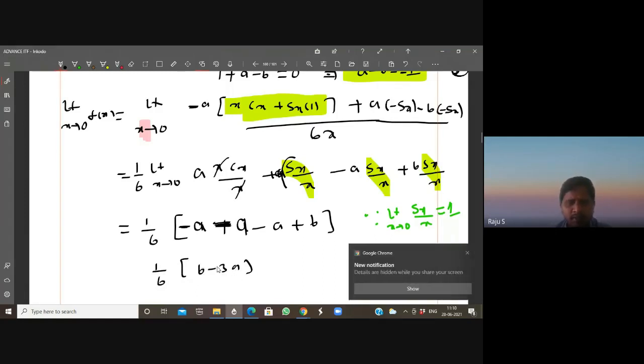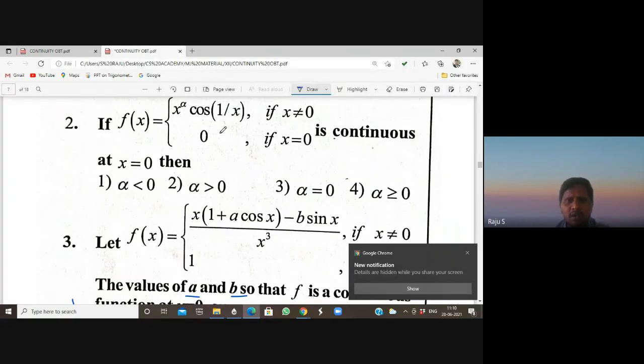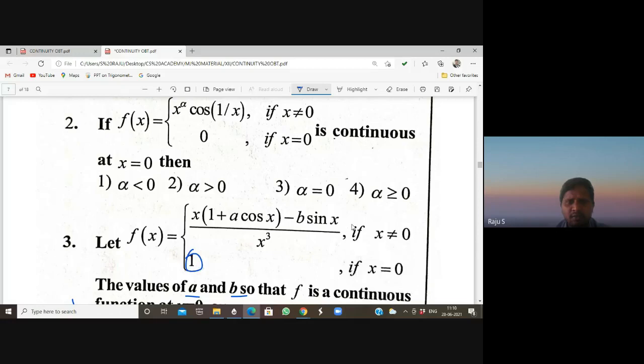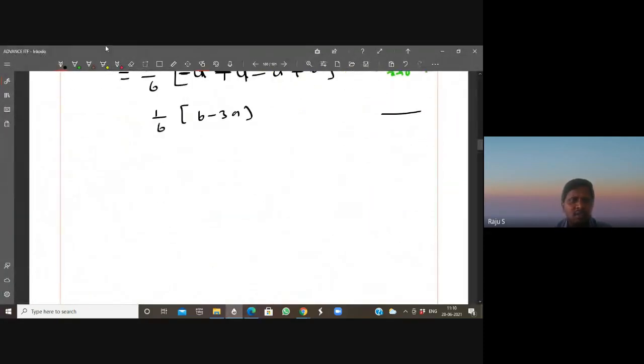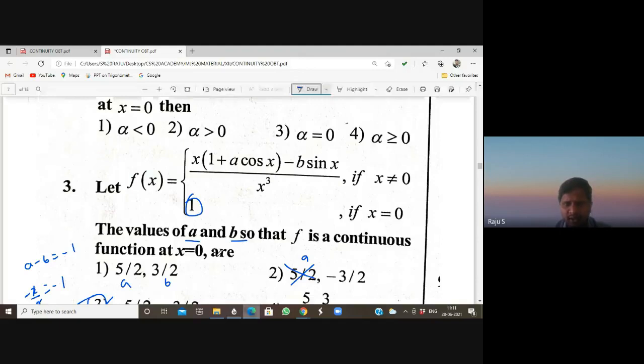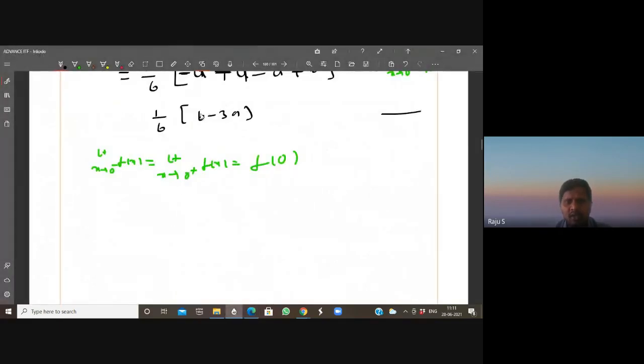B minus 3a. This is one of the limit. This is equating to what? Shall I equate this value to 1? Because clearly f is continuous. F is continuous, nothing but clearly they given f is continuous at x is equal to 0. So limit x tends to 0 minus f of x should be equal to limit x tends to 0 plus f of x should be equal to f of 0. This f of 0 in the question directly they given 1. So this limit value we got as f of 0.